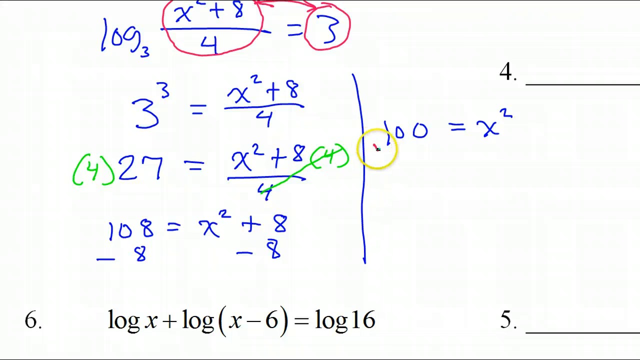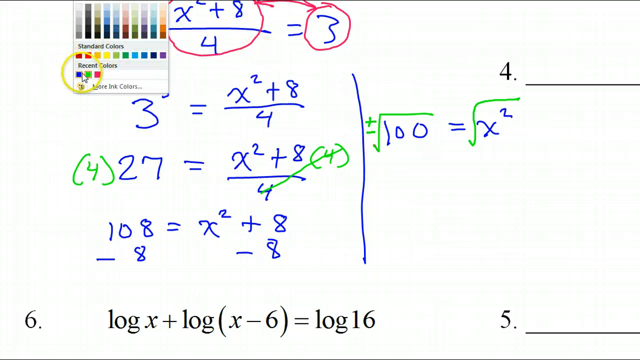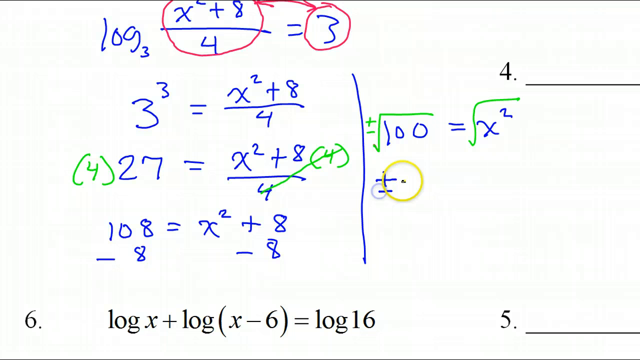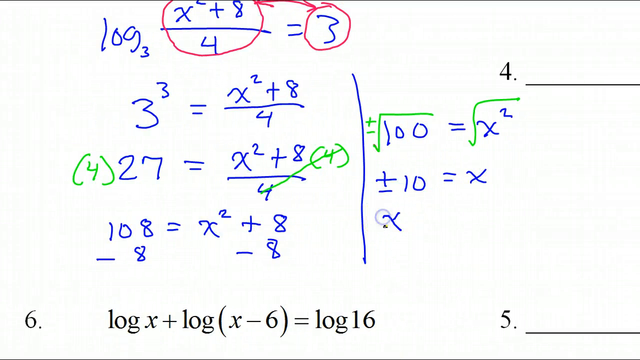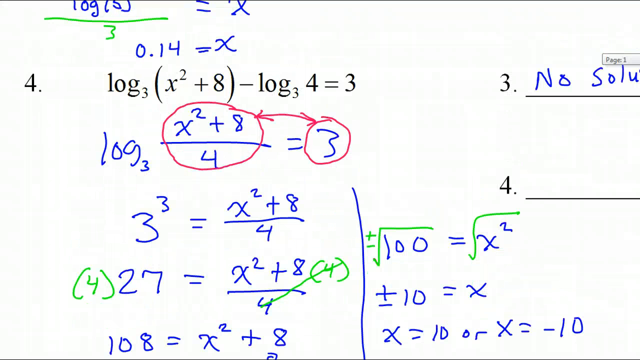And then I will take the square root of both sides. Hold on. Shooting for green this time. And anytime you take the square root of both sides, don't forget that your solution will be plus or minus. There are two solutions. So the square root of 100 is 10, but this is plus or minus 10. Now please understand that this is two separate answers. This means x equals 10 or x equals negative 10. And you need to check them separately and make sure that neither of them are extraneous.